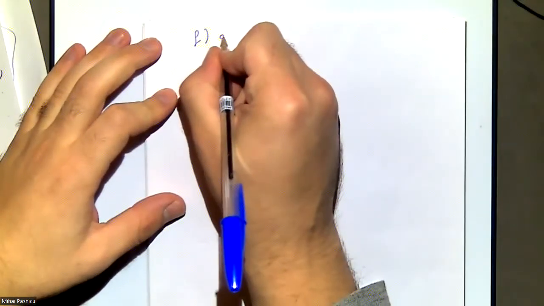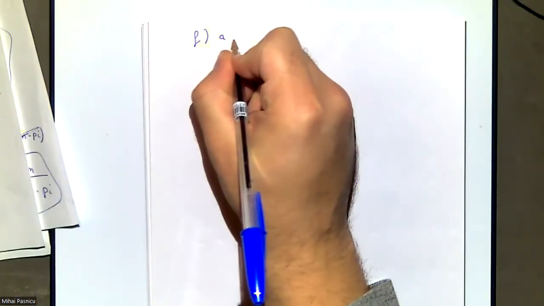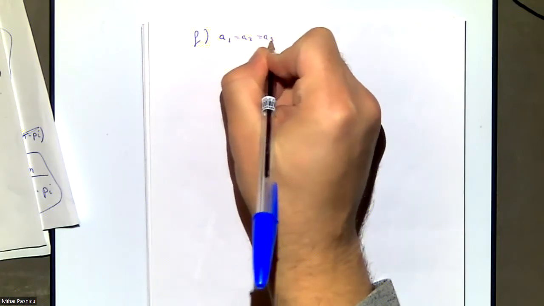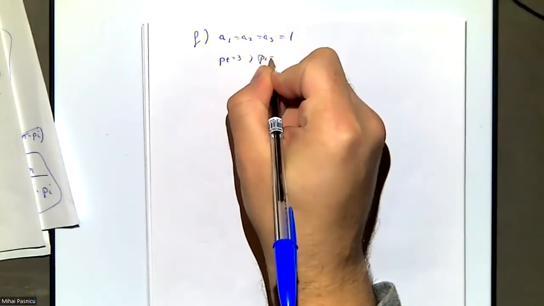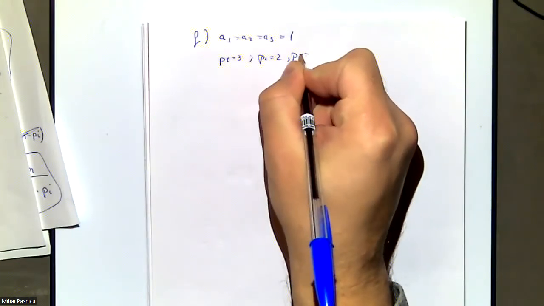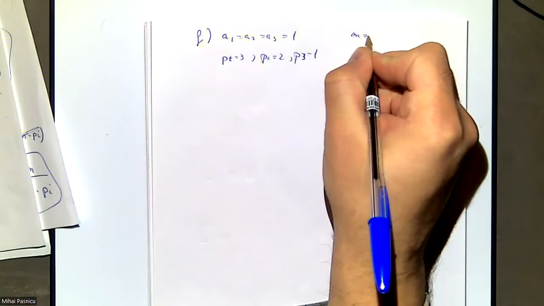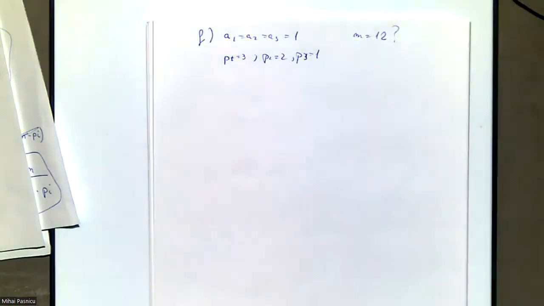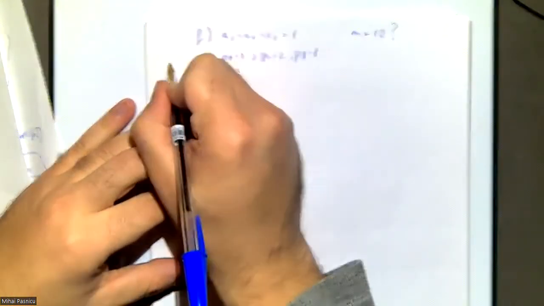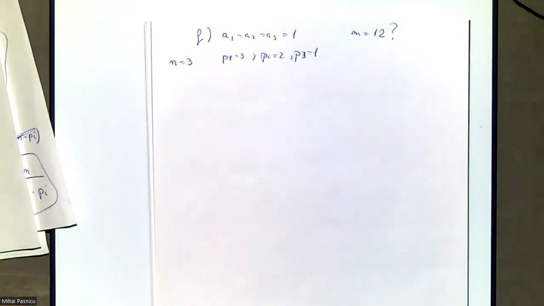So I think a1 equals a2 equals a3 is equal to 1. I think p1 is equal to 3, p2 is equal to 2, p3 is equal to 1, and m is 12. Something like that. I think so. And 3, since I had 3 of them. All right, so this is your setup. And now all you had to do here is just replace and use what you computed.